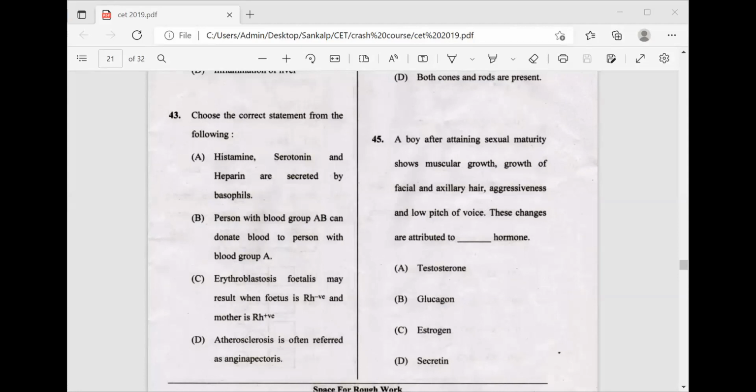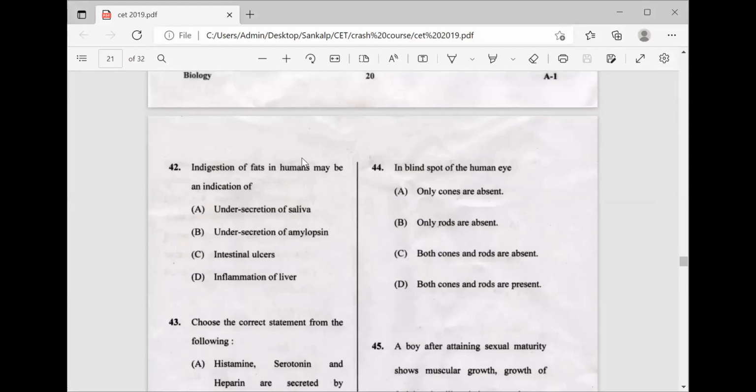secreted by basophils. Okay. 44th question. In the blind spot of the human eye, option A, only cones are present. Option B, only rods are present. Option C, both cones and rods are absent. Option D, both cones and rods are present.